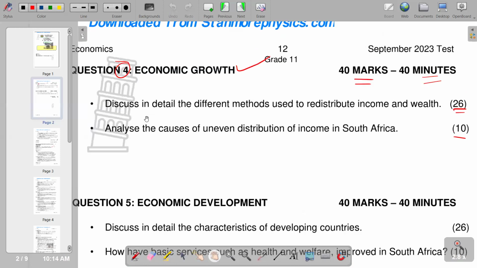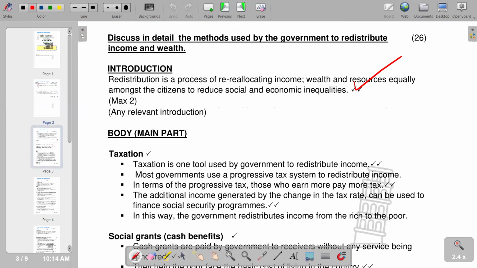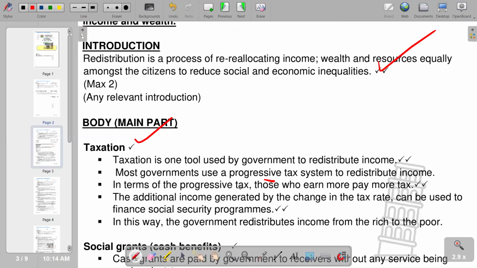Then we are going to go to the main part, which says to discuss in detail the different methods used to redistribute income and wealth. So, these are the methods that we have. We can have taxation as a method. Taxation is one tool used by government to redistribute income. Most governments use the progressive tax system, whereby those who are high income earners are taxed at a higher proportion. And if your income is low, your taxation percentage will also be low.